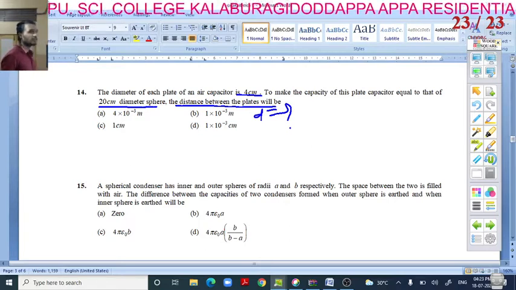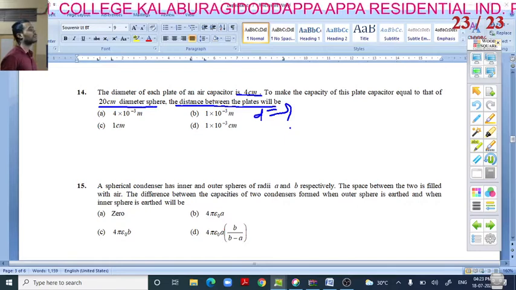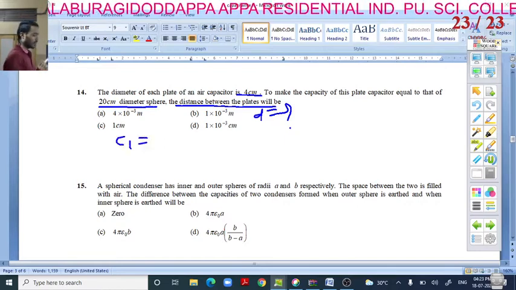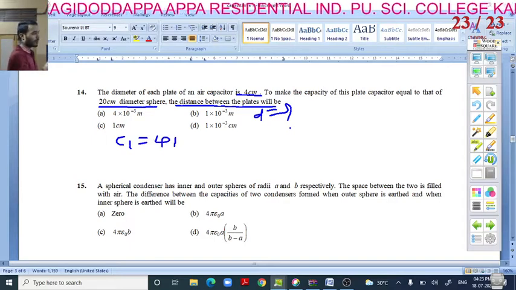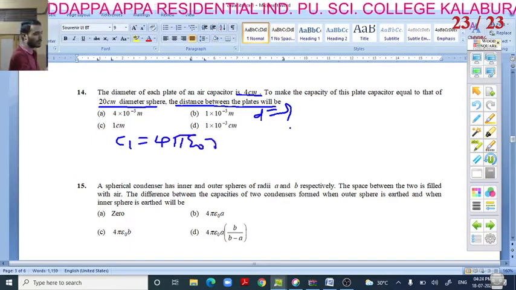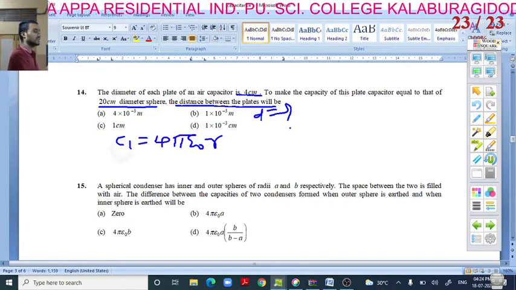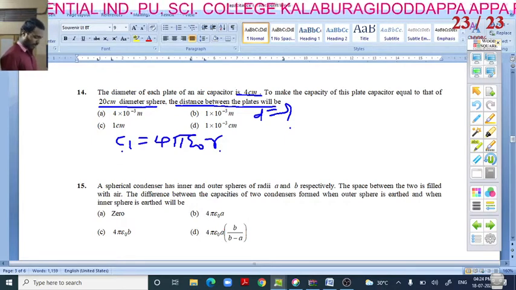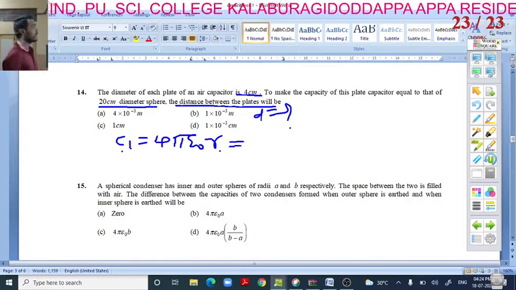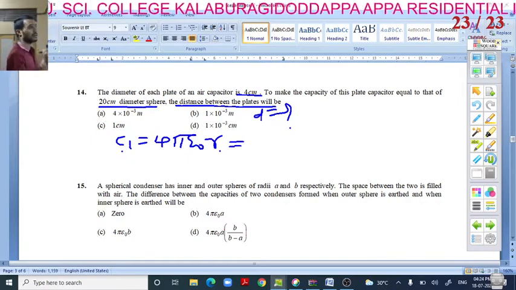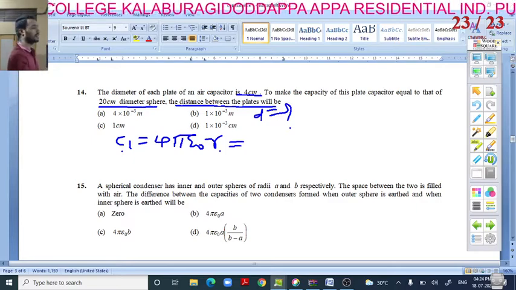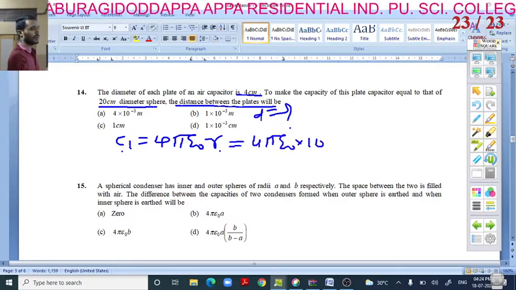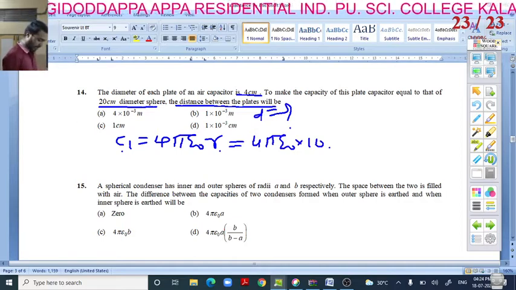Anyhow, we know that C1 is equal to 4 pi epsilon naught r. C is directly proportional to r, the radius. Diameter he has given, so the radius I can write, 4 pi epsilon into 10.